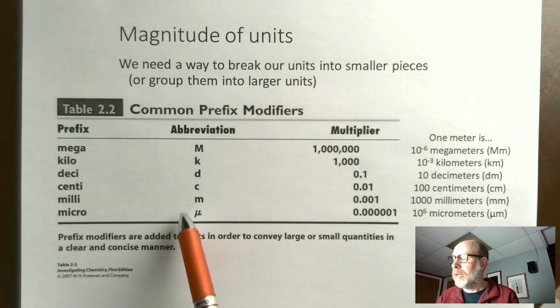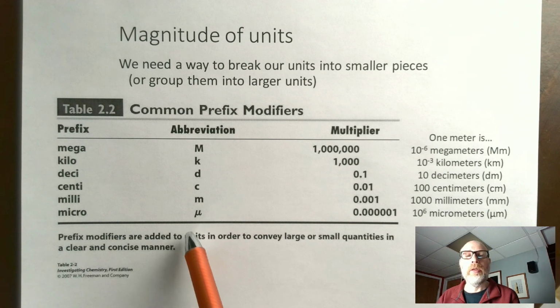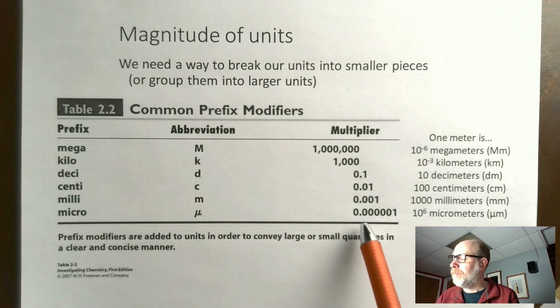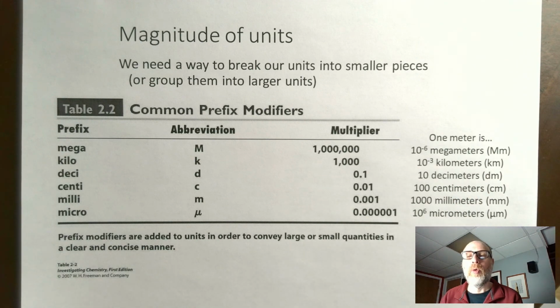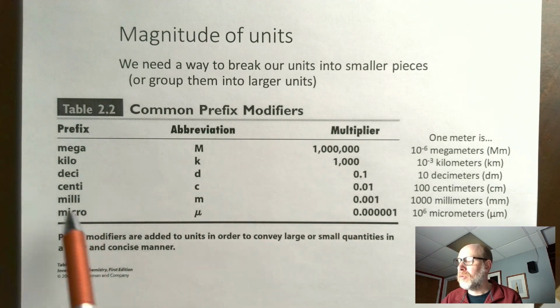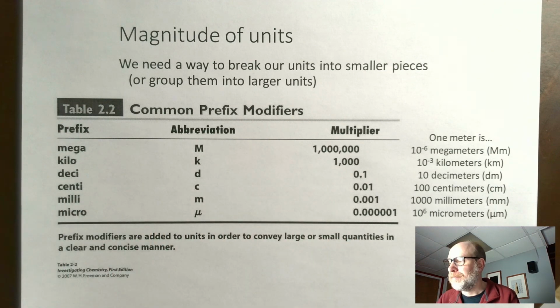And then micro is abbreviated as mu, the Greek letter mu. That's 1 millionth. And it would be 10 to the 6th micrometers in 1 meter. You can say it either way. It's important that we can go back and forth between these particular prefixes, so that we can convert back and forth between the different groupings. So how many meters are in a kilometer, for instance?